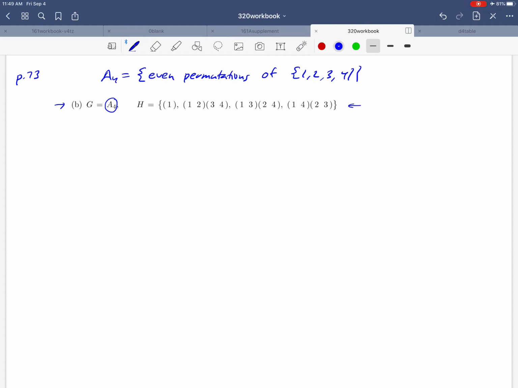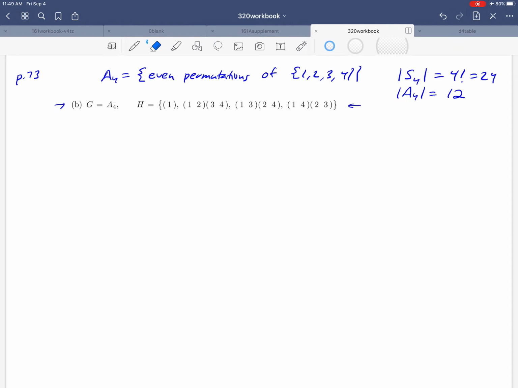Remember that way back in chapter 5, when we talked about symmetry groups, the symmetric group on 4 elements, the set of all permutations, has 4 factorial things in it. That's 24 elements. And the number of even permutations is exactly half of that. So the number of elements in this group G is 12. That's quite a few elements, so I'd like to avoid having to write out all of them, and it turns out we can if we think about this the right way.